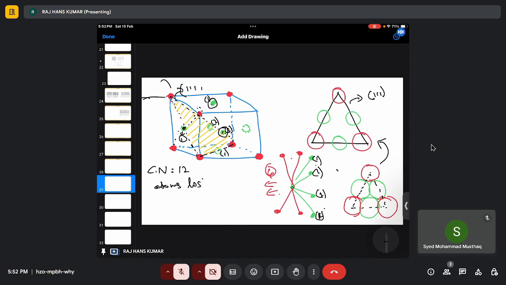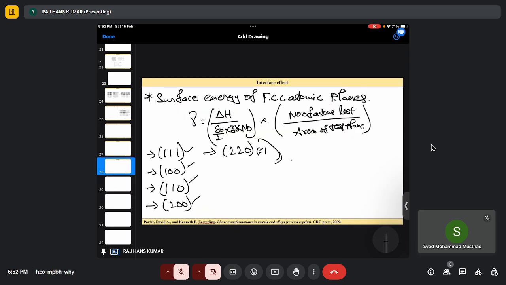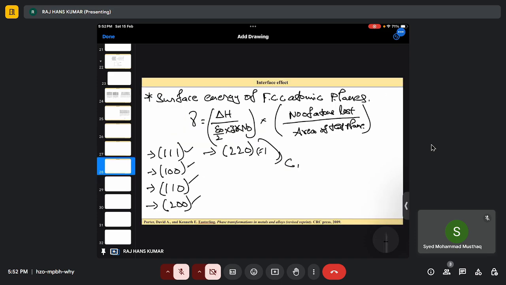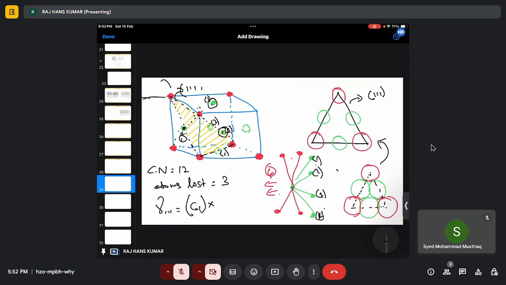So atoms lost will be equal to 3. So 111 will be equal to, I'm writing this as a constant. Let's say this as a constant C1. Then that will be C1 times number of atoms lost, which is 3, divided by what is the area of the plane, right?